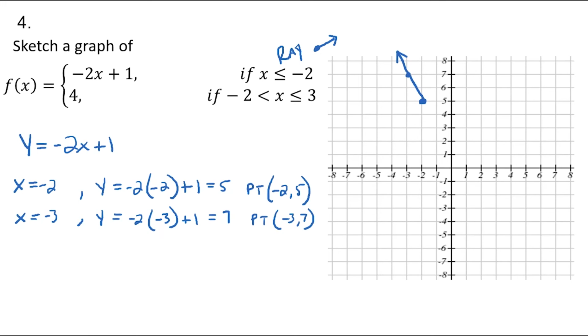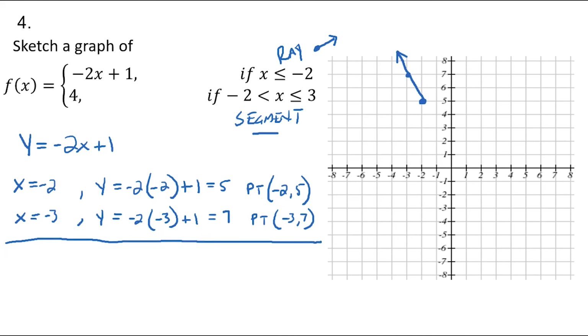Now for the second piece of this, as long as x is in between, greater than negative 2 and less than positive 3, the output will always be positive 4. So that's going to produce a segment. It's just going to be a piece of the line. And we have to make sure that we know if the endpoints are open or closed.